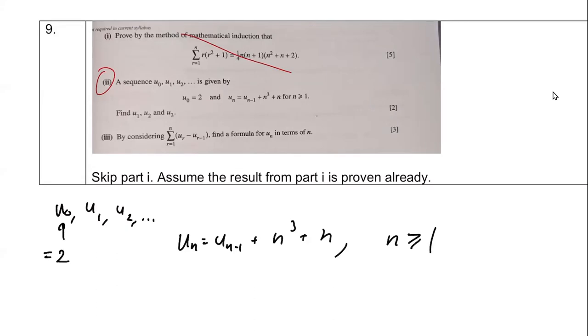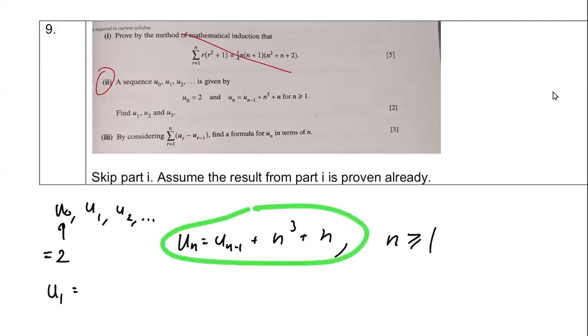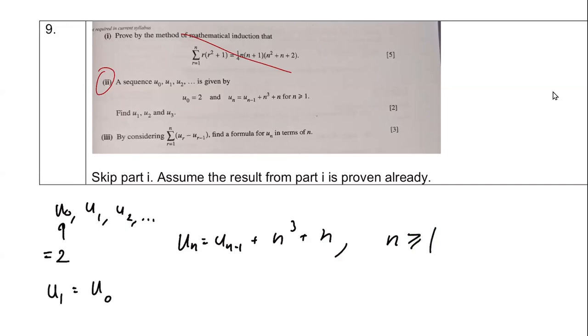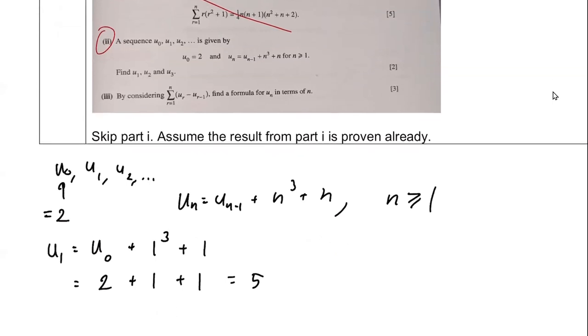So how do you find U1? Well, you can just use the formula by substituting n with 1. It's allowed because n is more than or equal to 1. So replacing n with 1, we get U1 minus 1, which is U0, plus 1 cubed plus 1. But what's U0? It's just 2. Then the rest is 1 plus 1, so U1 is 5. Okay, that's U1.